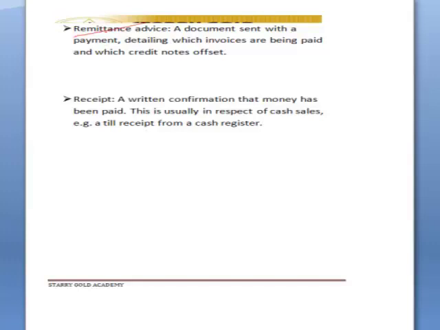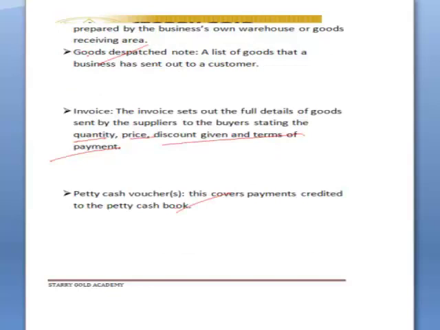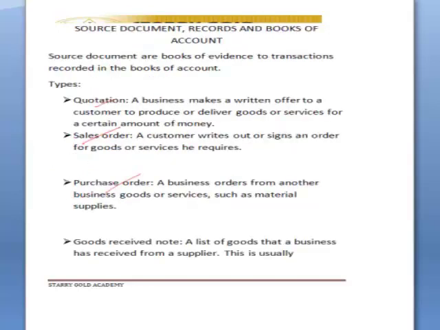They are books of evidence. Once again, receipts is one of them. Remittance advice is one of them. Debit note, credit note, statement of account, petty cash voucher, invoice, goods dispatch note, goods received note, purchase order, sales order, then quotation. These are what we call source documents.